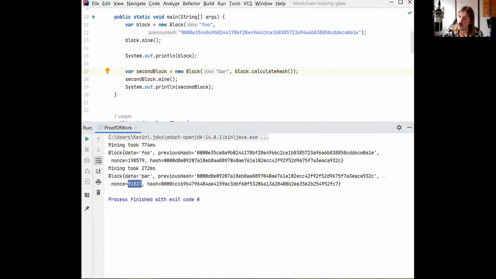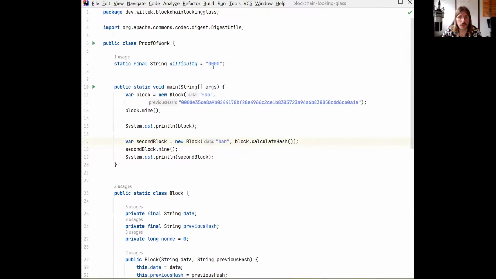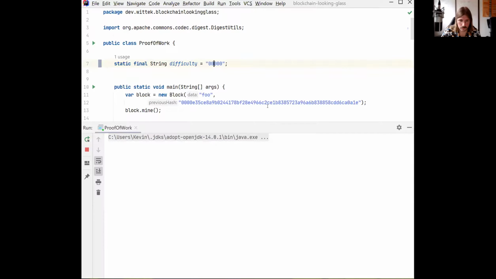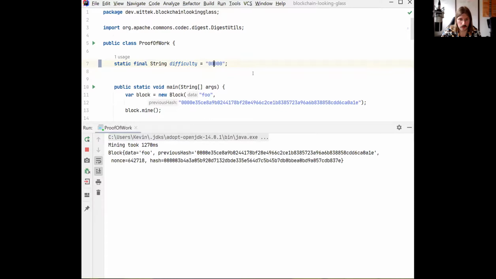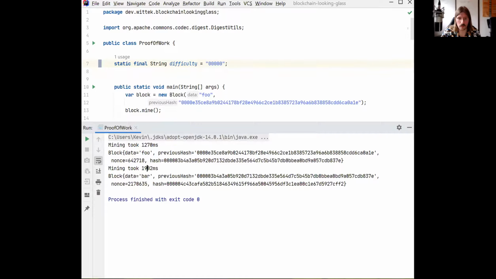So it were 100,000 hash calculations we had to do also. Yeah, that's something to keep in mind. And if we just increase the difficulty, we will see the whole proof of work becomes much more CPU intensive. So yeah, now already nearly 2 seconds. And we see here it's 2 million calculations. So that's quite a lot.